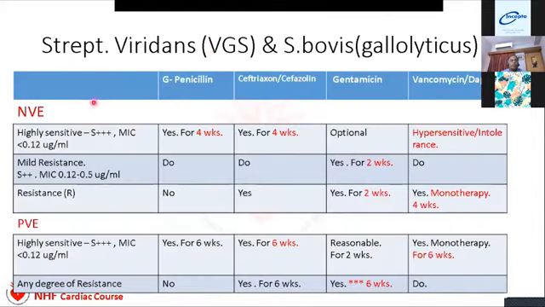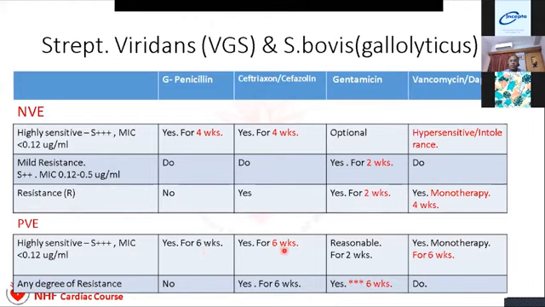Streptococcus viridans producing native valve endocarditis may be in 3 groups: highly sensitive to penicillin, mildly resistant, and fully resistant. In the sensitive case, penicillin is the choice, ceftriaxone is the second choice, gentamicin is optional, and vancomycin only in case of hypersensitivity to penicillin. In the mildly resistant case, ceftriaxone is useful along with gentamicin to get the synergistic effect. And in the resistant case, vancomycin is definitely the choice, with or without gentamicin. Better to avoid gentamicin. In prosthetic valve endocarditis, if it is highly sensitive to penicillin, then it can be used, but for not less than 6 weeks.